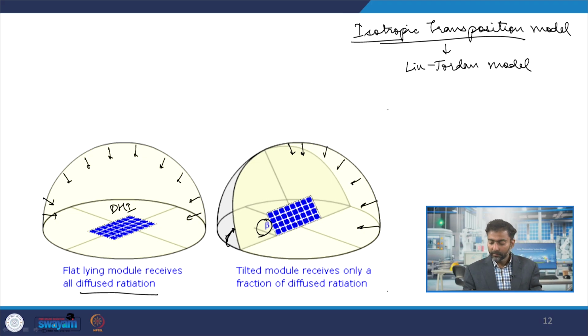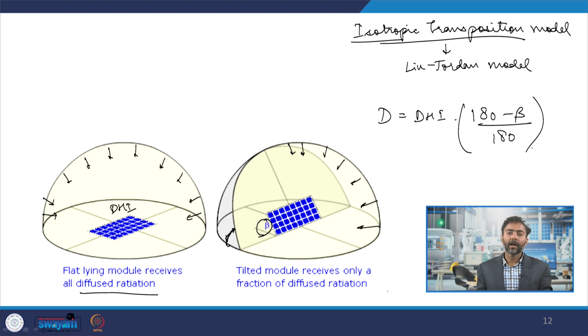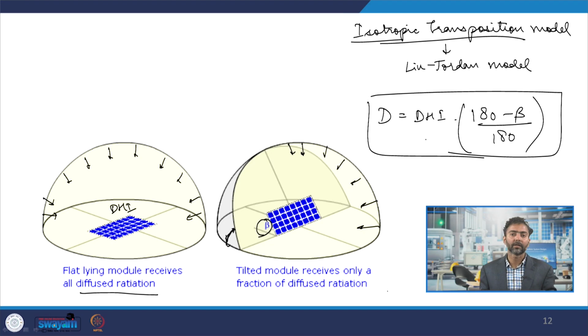So we can say simply that your D in this case will be DHI into the factor (180 minus beta) divided by 180. If it is lying flat, it was receiving the diffused radiation from the entire 180-degree hemisphere of sky. If it is tilted at beta degrees, then it is receiving the radiation corresponding to only 180 minus beta portion of the sky, and therefore D will be nothing but DHI into (180 minus beta) by 180.